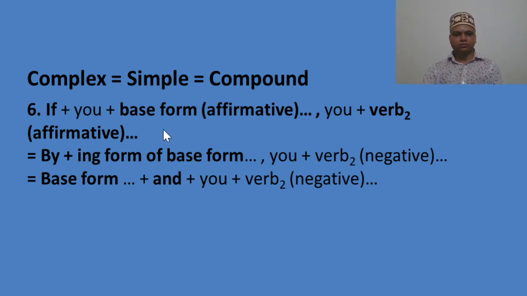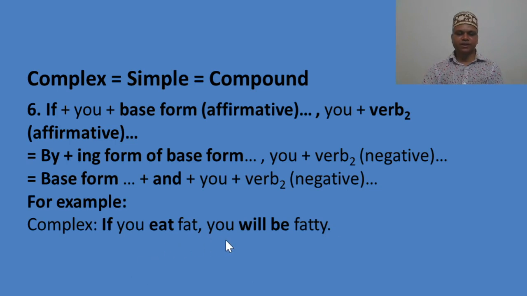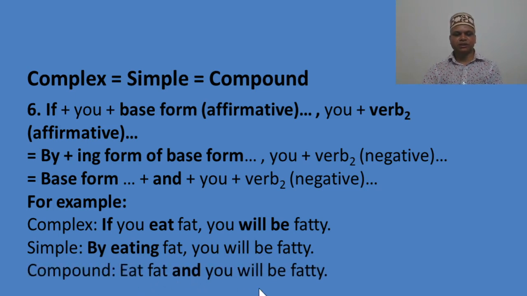So if a complex sentence begins with if and the verbs of both clauses are in affirmative form, then we use by, the ing form of the base form, the rest of the sentence and the principal clause to make simple and compound sentences. So look at the example. Complex sentence: if you eat fat, you will be fatty. Simple: by eating fat, you will be fatty. Compound: eat fat and you will be fatty.